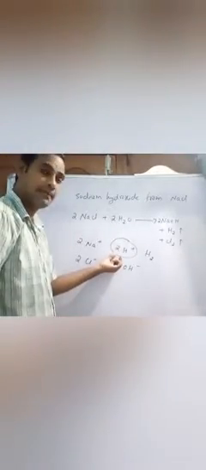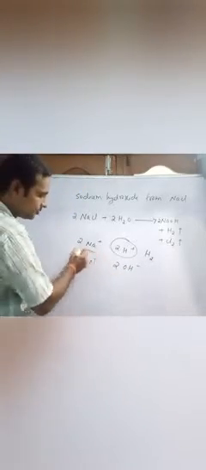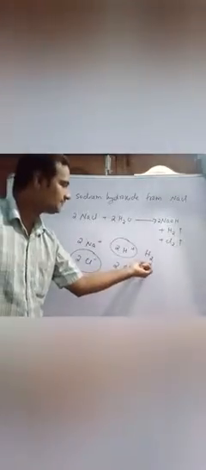Clear? So at the cathode, hydrogen gas is formed. H2 gas is formed at the cathode, as 2 H plus ions combine to give hydrogen gas. In the same way, 2 chlorine ions combine to give chlorine gas. So hydrogen gas is formed at the cathode and chlorine gas is formed at the anode. Clear all of you? So this is the preparation of sodium hydroxide.